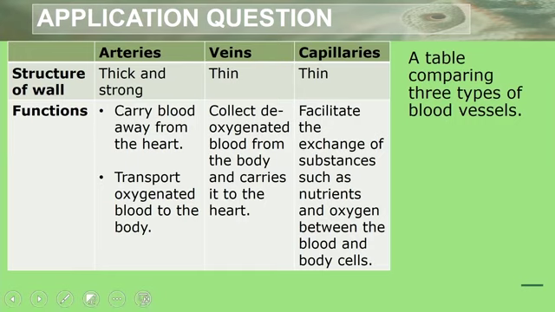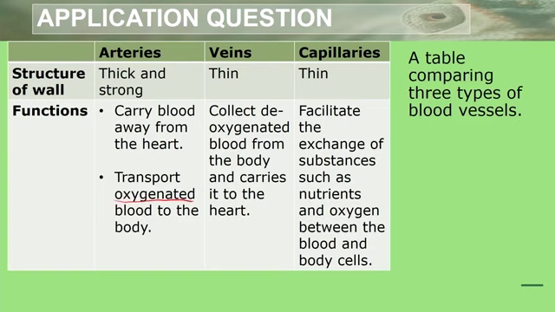When we look at the structure of the wall of arteries, we know and we have seen that they are thick. Veins are thin. They are thinner than the arteries, but the capillaries are thinner than the veins. So the arteries are the thickest blood vessels in the human body. The function of the arteries is to carry blood away from the heart. They transport oxygenated blood to the body.